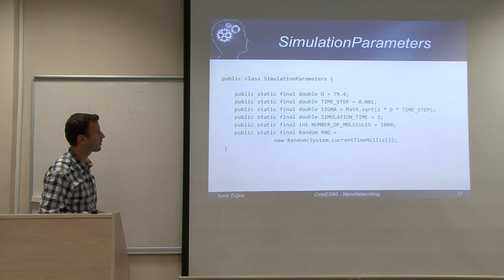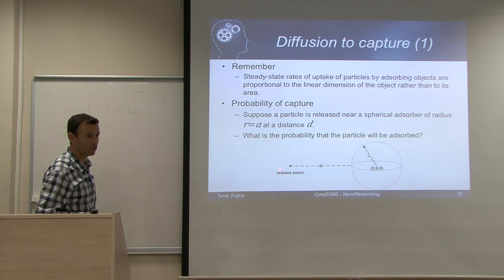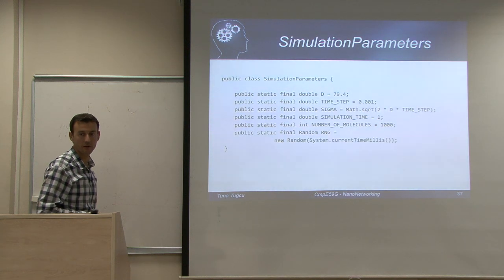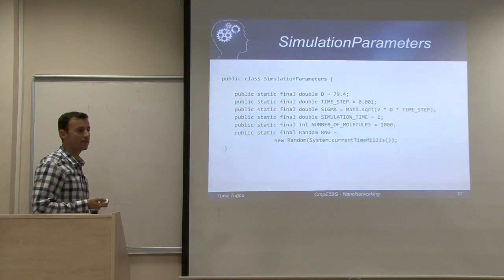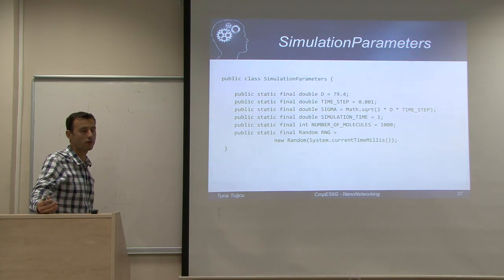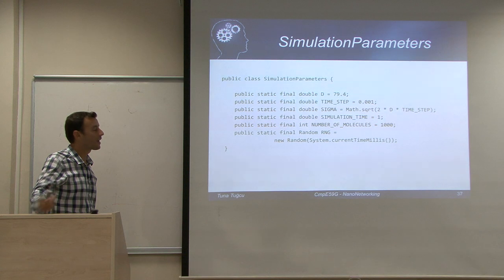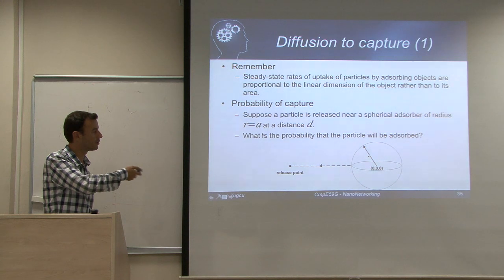First, the simulation parameters, more or less the same stuff. We will test with 1,000 molecules, so here we will release 1,000 molecules. At the end of the simulation time, here it is 1 second, I will play around with this parameter mostly. The time step is 1 millisecond, and after 1 second, or at different times, we will check how many of these 1,000 molecules are received, which will give us the probability. Then we will compare it with the analytical formula, R over R plus D.